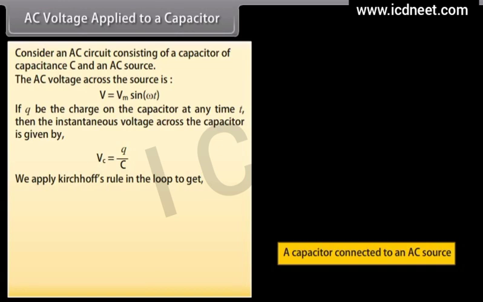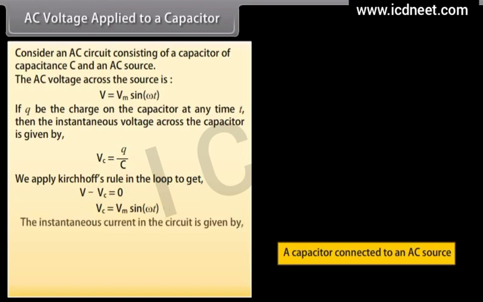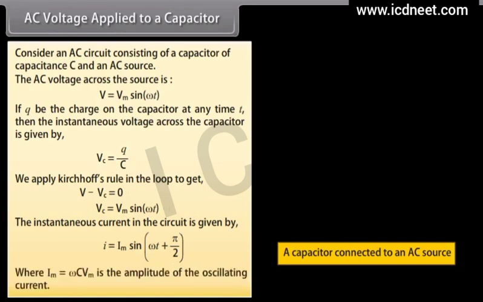We apply Kirchhoff's rule in the loop to get V minus Vc equals 0. Now we put the value in the above equation. Vc equals Vm sin omega t. The instantaneous current in the circuit is given by I equals Im sin(omega t plus pi by 2), where Im equals omega C Vm is the amplitude of the oscillating current.